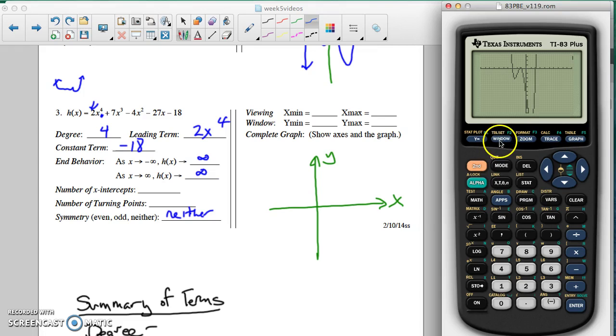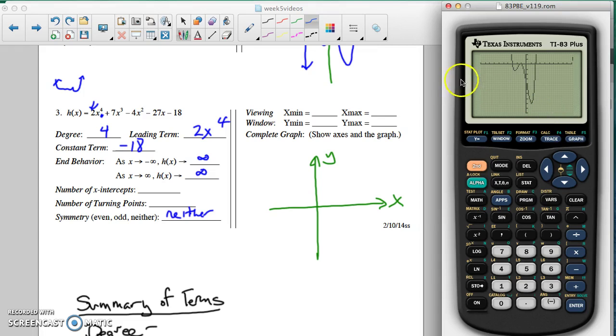We still don't see it all, so I'm going to make my window go down a little further. I added 20 last time, let's add another 20, negative 50. I'm going to scale it up by 5 here, so it still has about the same number of marks. So we have a graph that looks like this.